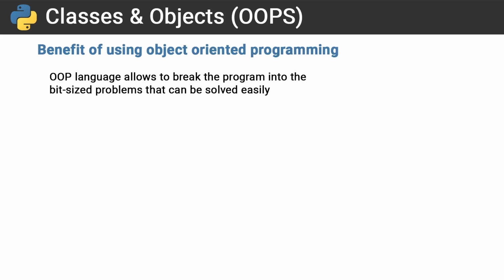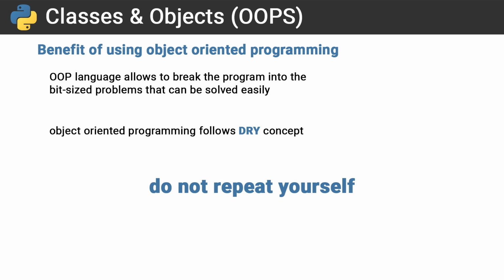Now the question is, what is the benefit of using object-oriented programming? It allows us to break the program into bite-sized problems that can be solved easily. And also it follows the DRY concept. DRY means do not repeat yourself. We will understand later why I said this.